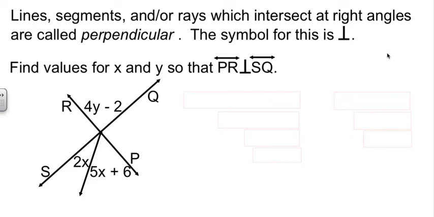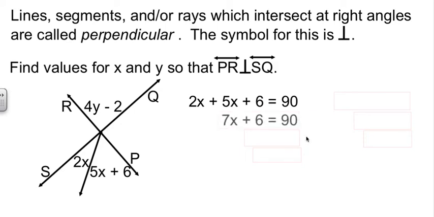So our job is to find values for x and y that make these two lines perpendicular to each other. Well, what does it mean to be perpendicular? It means equals 90. So I need to make this angle down here equal to 90. So 2x plus 5x plus 6 equals 90. Collecting terms, subtract over the 6, and divide, and we get x equals 12. We're halfway there.